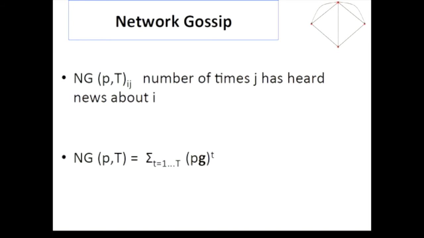So let's keep track: network gossip with P and T again, IJ is going to see how many times node J has heard news about I after T periods, if there's probability P of passing. So it's closely related to the diffusion centrality. But what we've done is we've reversed it. Instead of asking from a given node how I broadcast out, now we're asking, as a listener, how many times have I heard about other nodes? And is that going to be related to the measure of diffusion centrality?